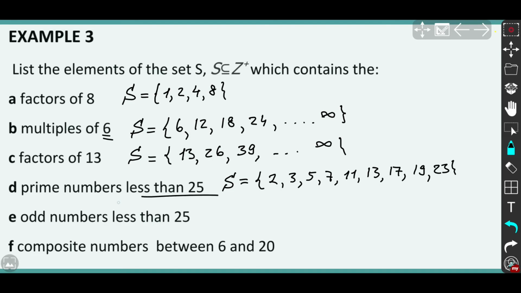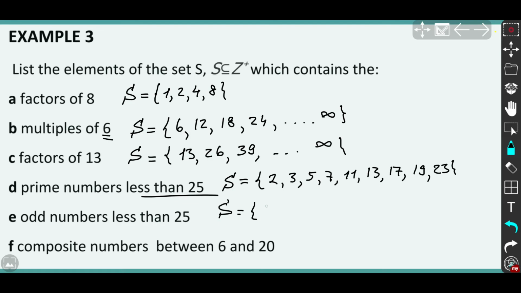Strictly less, that means it's less. And because it's Z plus, we need to obviously list integers. So odd numbers less than 25. In this case, your set is going to contain more numbers.